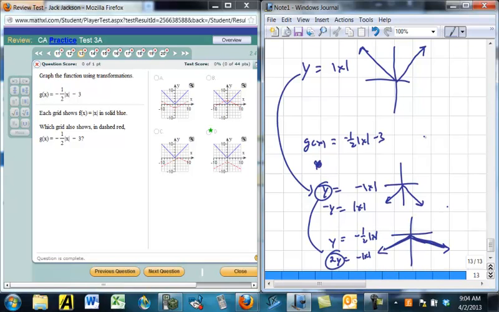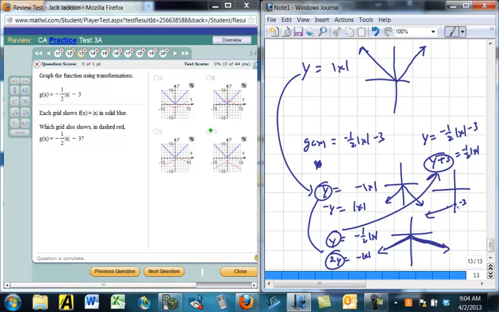So now the last step is y equals negative 1/2 absolute value of x minus 3, which we can think of as y plus 3 equals negative 1/2 absolute value of x. So from this one to here, we've replaced y by y plus 3, which means you really go down 3. So this should be at negative 3. It's going to look kind of like this. So which one looks like that? Looks like D is the only one that's going to look like that. So there we go.